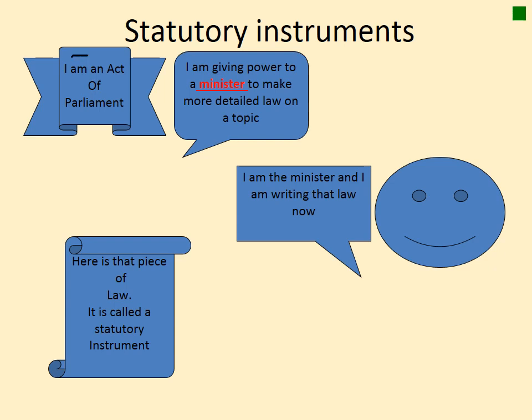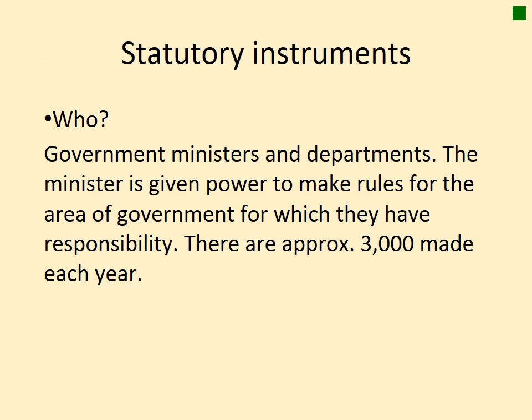The first thing that happens is that an Act of Parliament is passed, and it gives the power to the minister in order to make more detailed law on the topic. The minister creates that law, and the piece of law that they create is known as a statutory instrument. So, as we say, it's government ministers within their departments, and the minister is given the power to make rules for the area of government for which they are responsible. So, the Minister for Transport will do things to do with transport, the Secretary of Health will do things to do with health. And there's somewhere in the region of 3,000 of these statutory instruments made each year.